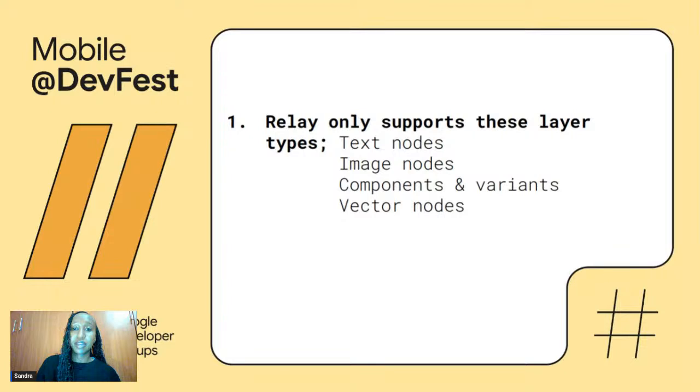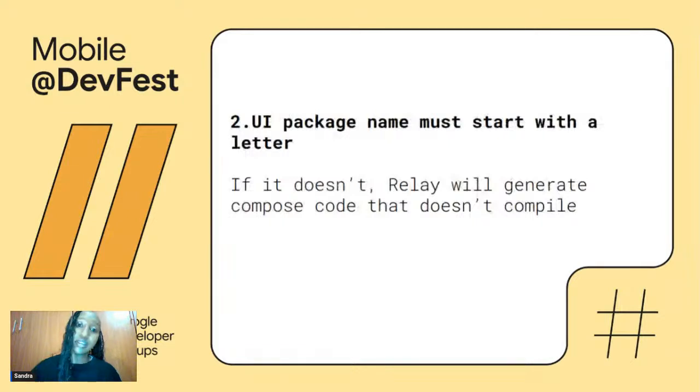You can just select it as a variant, and even as a whole group, you can group the variant on its own, and have two instead of copy pasting, rather than the whole process. And the second one is the UI packages must start with a later. If it doesn't, Relay will generate compose code that doesn't compile, and it really has to go with the compose rules. It doesn't have its own rules and regulations, if I can say that. So yeah, we have to follow this.